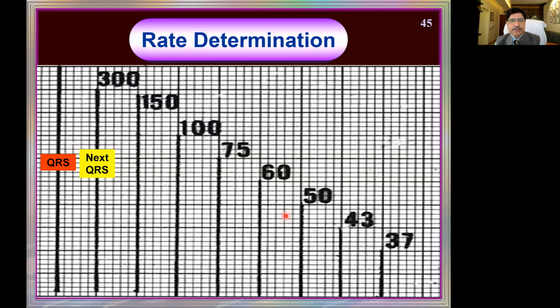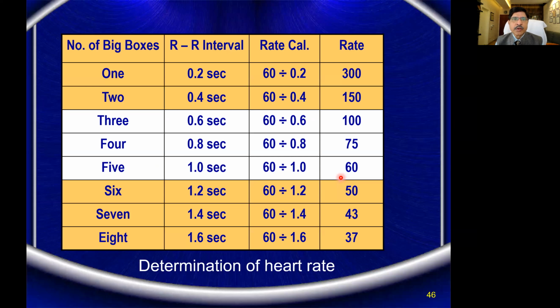Life becomes very easy. You will be able to tell the rate within a fraction of a second without doing any calculation. Let us go further. The immediate box means 0.2 seconds. 60 divided by 0.2 seconds is 300. After 2 boxes, that is the second line, it is 0.4, so 150. The third line is 3 boxes, 0.6, that is 100.